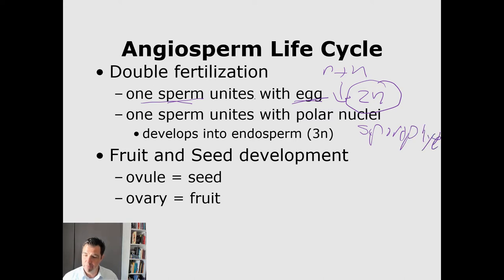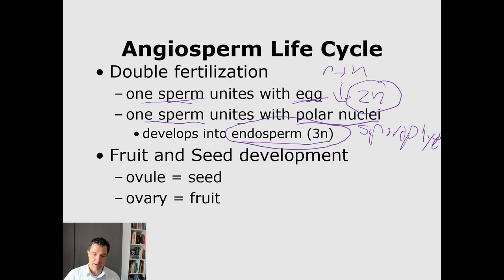But the other thing that's going to happen, which is very interesting and pretty unique, is that the other sperm, remember producing two sperm, the other sperm's going to unite with the polar nuclei and form what's called the endosperm. And that's going to be a 3N cell. And I'll show you that in a minute again.